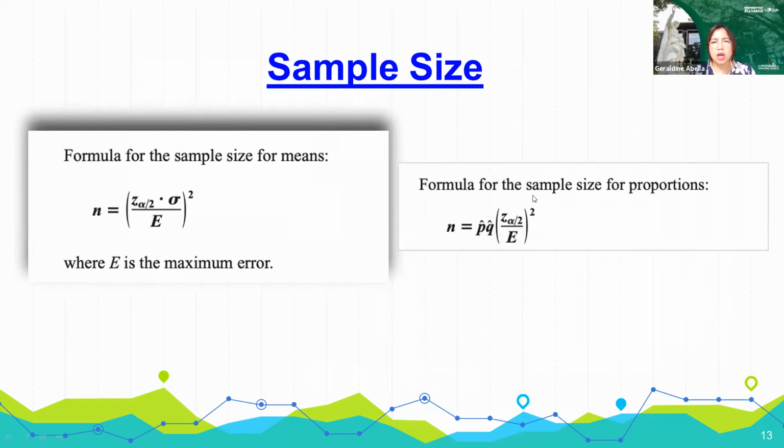There are two formulas, one wherein you use the mean in your research, and one wherein you will only use proportions. As you can see, you have to find the Z value from the Z table. This one is the symbol for sigma, the population standard deviation, and E is the maximum error or the margin of error.